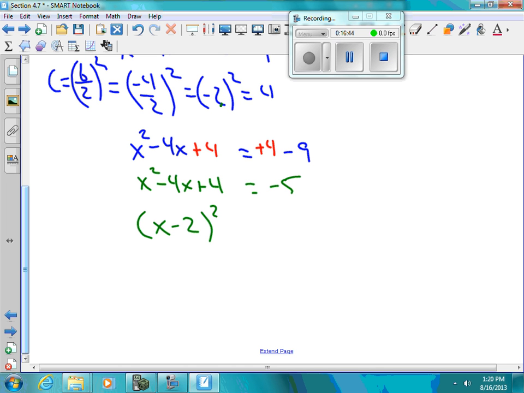Negative 2 times negative 2 makes positive 4. It adds to make negative 4. Either way you want to look at it is fine with me. We can square root both sides. X minus 2 equals plus or minus the square root of negative 5. We got some work to do there, right?